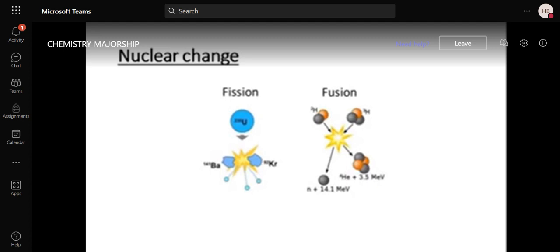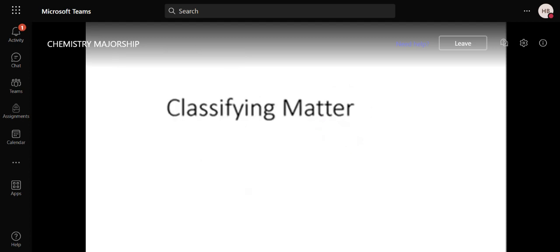Okay, so before we proceed to classifying matter, let's just have a recap. So we defined matter, and then we also spoke about the fundamental laws of matter, the three laws, and then also the states of matter, the changes that matter undergoes, the properties of matter, and the phase transformation, phase changes of matter. Next, we have classifying matter.